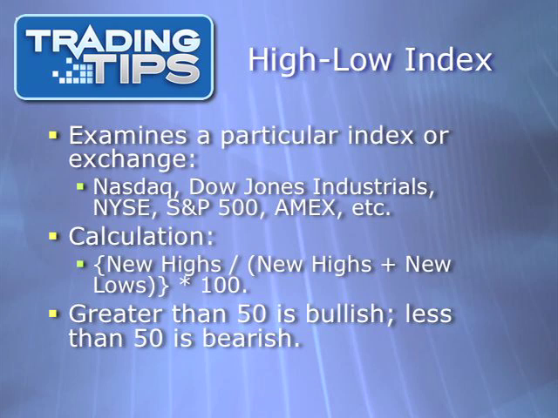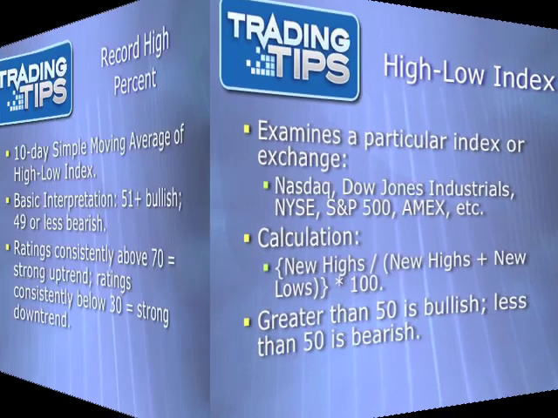High-low index examines a particular index or exchange, such as the Nasdaq, the Dow Jones Industrial Average, the New York Stock Exchange, the S&P 500, or the American Stock Exchange. Once a particular index or exchange is selected, high-low index takes the number of new highs that day among stocks trading in the index and divides them by the total number of new highs and new lows, with new highs and new lows being defined as stocks reaching new 52-week highs or lows. This result is then multiplied by 100. In general, values of greater than 50 are bullish.